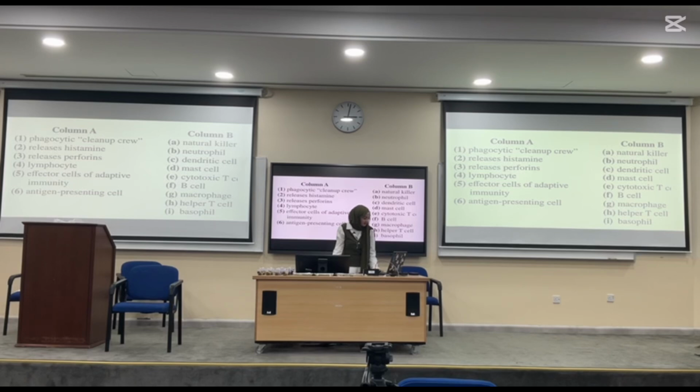What about lymphocytes? A, E, F. F, right? And H, helper T cell. What about natural killer? It's a lymphocyte, but it's a granular one. Granular. Okay, effector cells of the adaptive immunity. صح? Yes, correct. Yeah, صح. Antigen presenting cells?